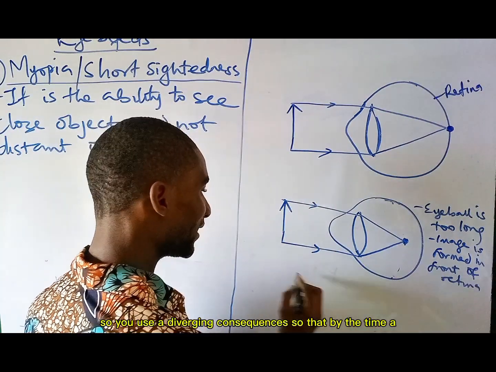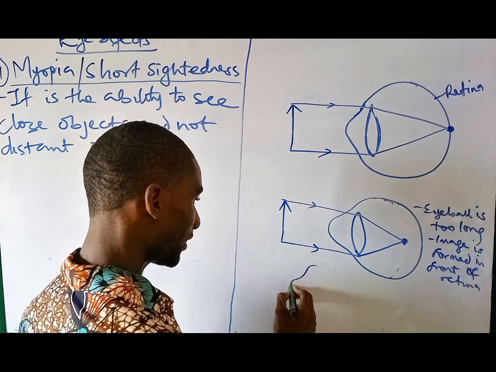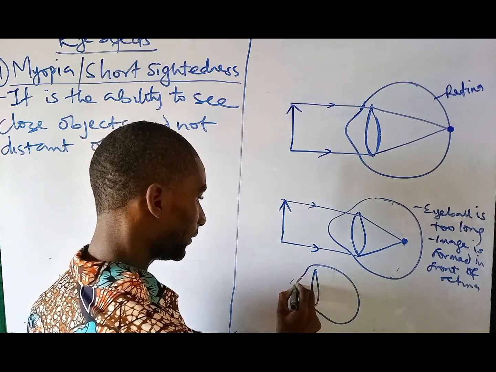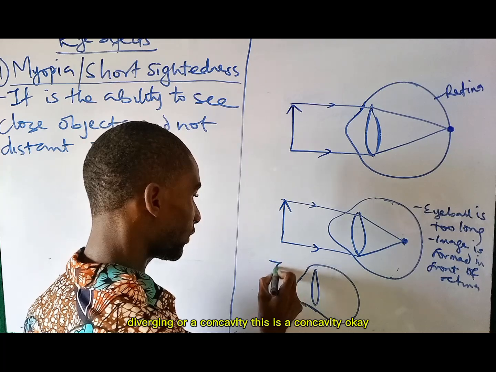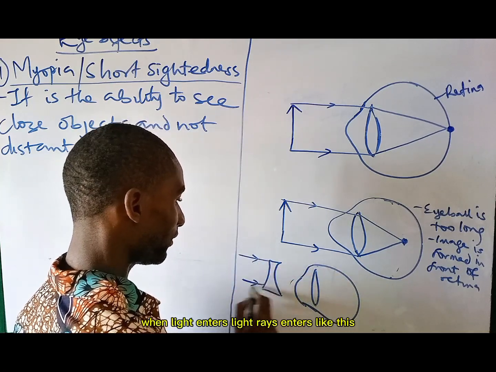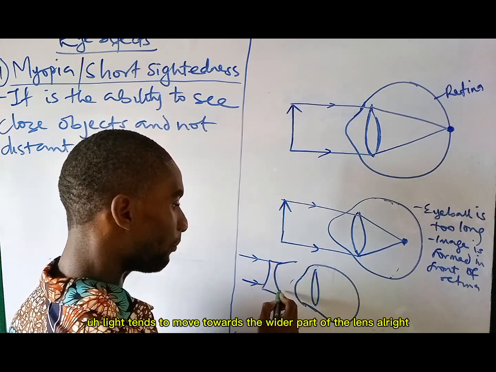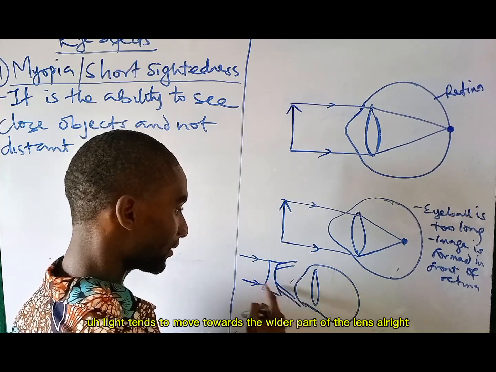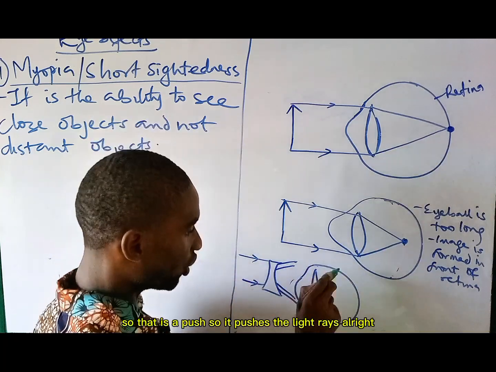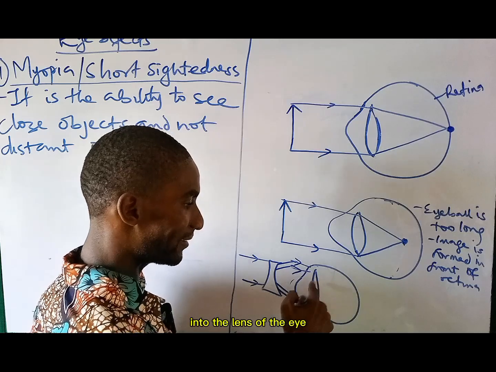So you use a diverging or concave lens. Let's draw a diagram again. By the time I now introduce a diverging or a concave lens, this is a concave lens, okay? When light rays enter like this, light tends to move towards the wider part of the lens. This part is wider than the center, so that is a push. So it pushes the light rays into the lens of the eye.